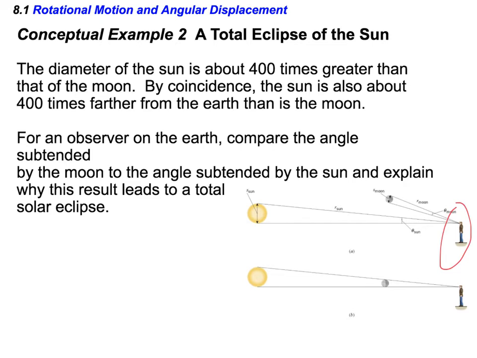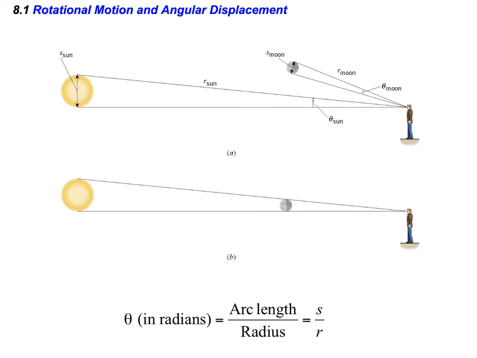So let's picture first this person we have here on Earth, and they can look at the sun. What we're talking about, this angle here, is the angle that we see between the bottom of the sun and the top of the sun. And we see an angle for both the moon and the sun, and we want to see how those two angles compare. So let's look at these separately, and let's talk about the angle in radians.